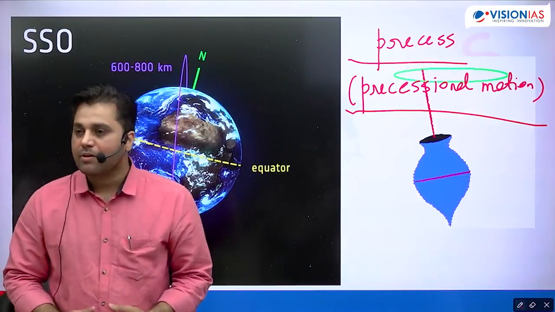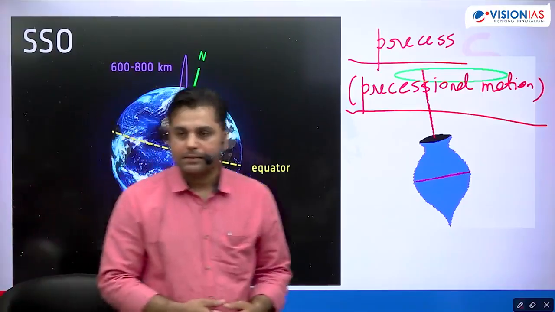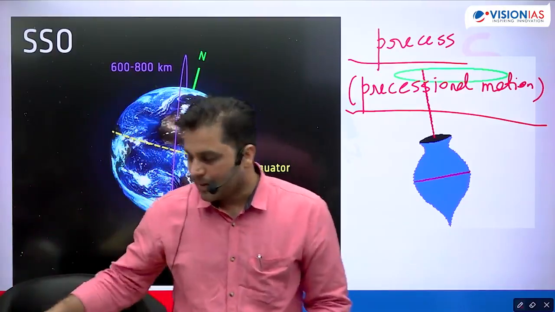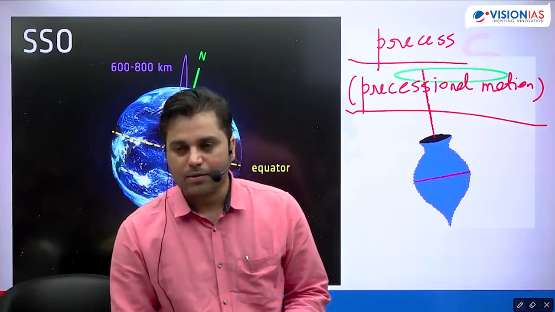Any questions till now, if you have? Yeah, the satellite is always revolving, yes. All the satellites which we have talked about till now, we are only talking about revolution around Earth. That goes without saying.